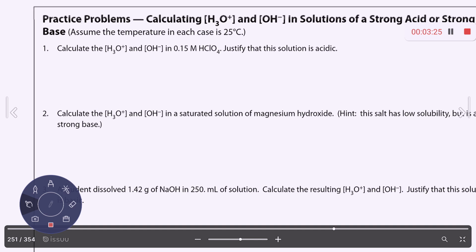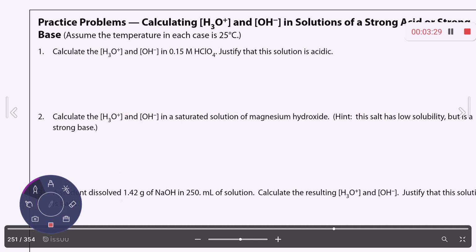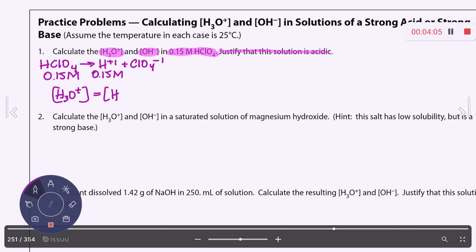Let's take a look at a practice problem. So in number 1, they want us to calculate the hydronium and hydroxide ion concentration of 0.15 molar perchloric acid, and then they want us to justify that the solution is acidic. That means they want you to compare the hydronium to the hydroxide ion concentration. Now, HClO4 is an acid. That means it will break down into hydrogen ions and perchlorate ions. So if this concentration is 0.15 molar, that means the hydrogen ion concentration is 0.15 molar, and hydronium equals hydrogen. So that means it is 0.15, and we just need to calculate the hydroxide ion concentration.